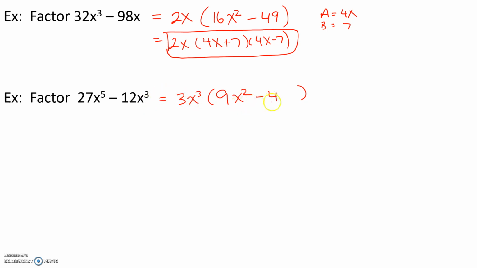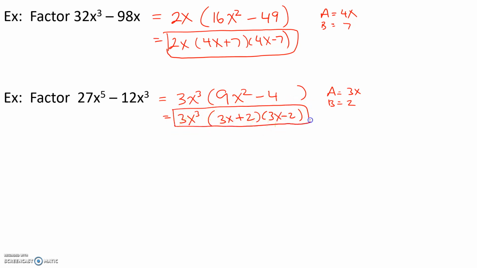Once again, we have a difference of squares. So we will write our a and b terms. A is 3x, which is the square root of 9x squared, and b is 2, the square root of 4. So this will equal 3x plus 2 times 3x minus 2. A plus b times a minus b.